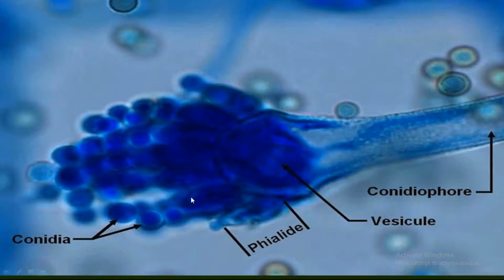So here you can see this is a lactophenol cotton blue mount. You might remember that we have something which is known as lactophenol cotton blue. In that actually there is a blue color, and we prepare it as a wet mount.